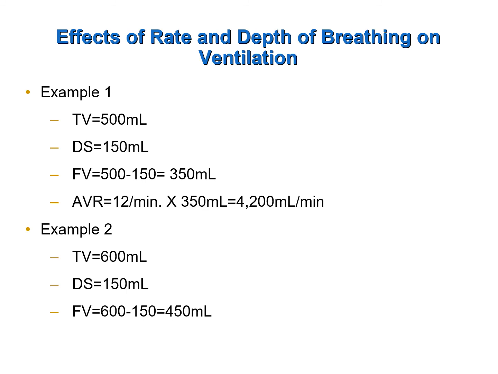Now let's look at example 2. Here we have a functional volume of 450 milliliters. Using the same respiration rate of 12 cycles per minute, we have an alveolar ventilation rate of 5,400 milliliters per minute.